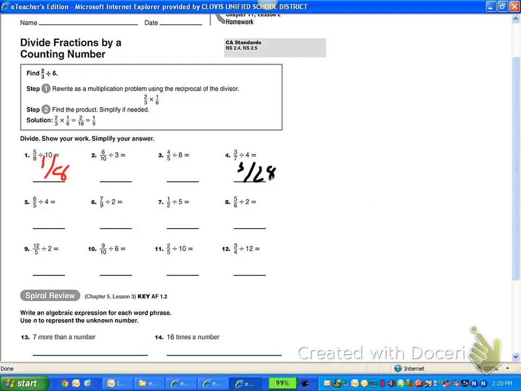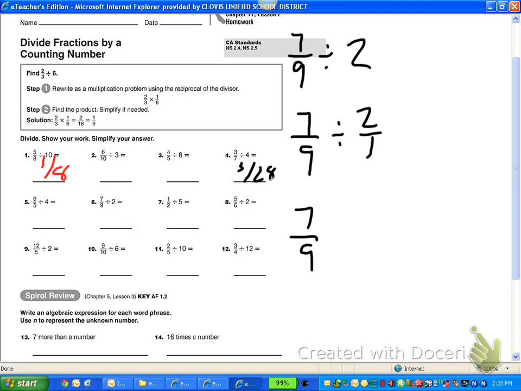Number 6, 7/9 divided by 2. 7/9 divided by 2 over 1. Keep, flip, change. And then multiply across. 7 times 1 is 7. 9 times 2 is 18. That cannot be reduced, so your answer is 7/18.